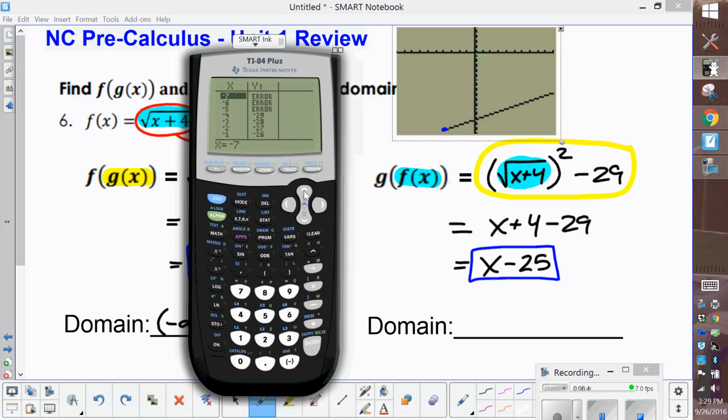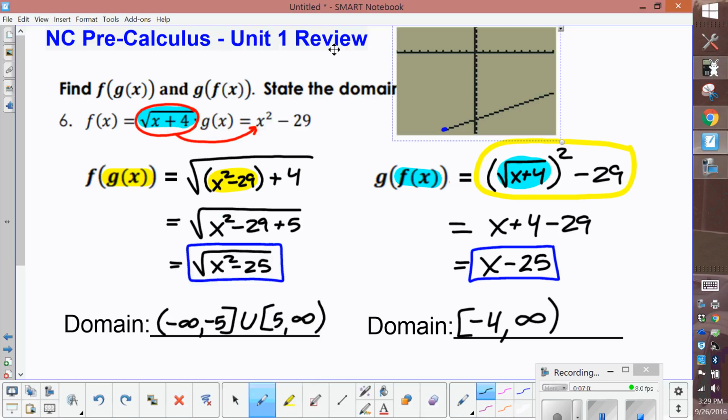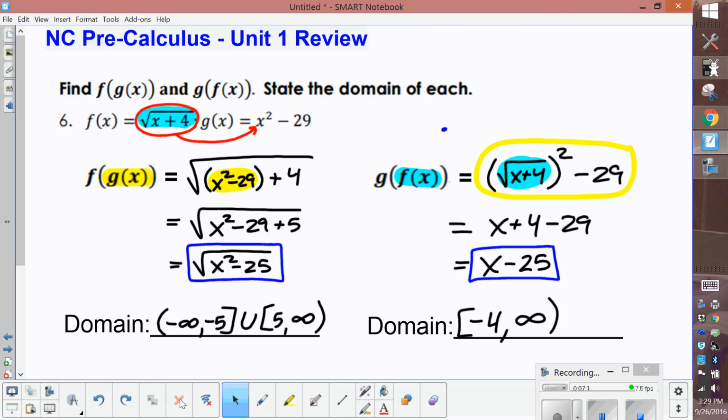Looking at this, my domain would start at negative 4 based off of this x value, and that would be closed because it does produce a y value, and it goes to positive infinity, open. And that's my answer for domain on question number 6, just domain, along with the simplified composite functions, and why we get these restrictions on the domain, especially over here when I take g of f of x.